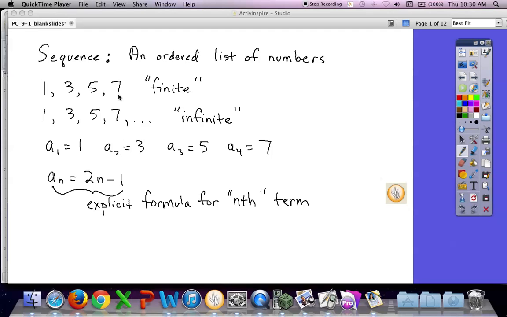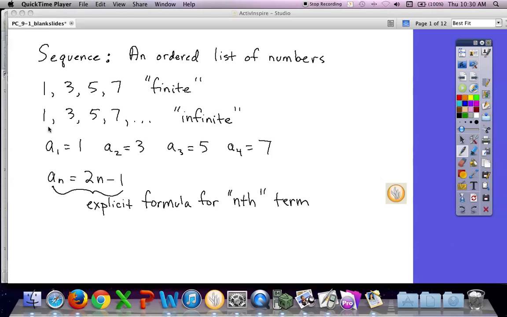If the list is only a fixed number of terms, then you call it finite. Right? If it has the dot, dot, dot at the end, that implies that it goes on forever, and then it's infinite. So we have finite sequences and infinite sequences.